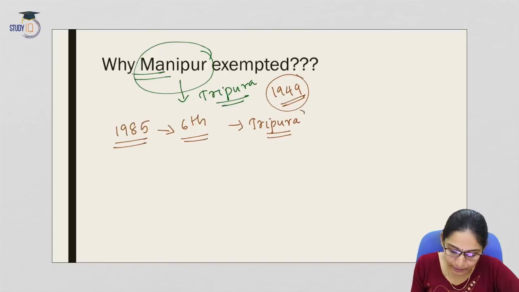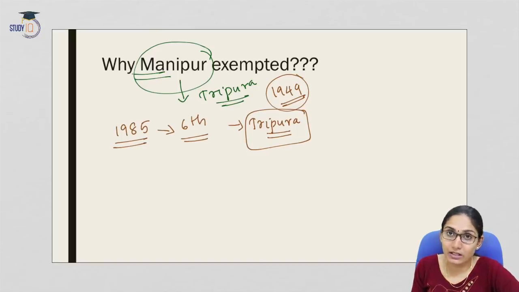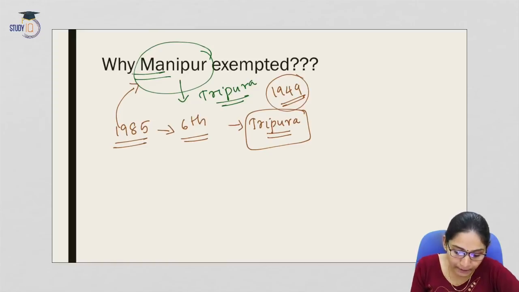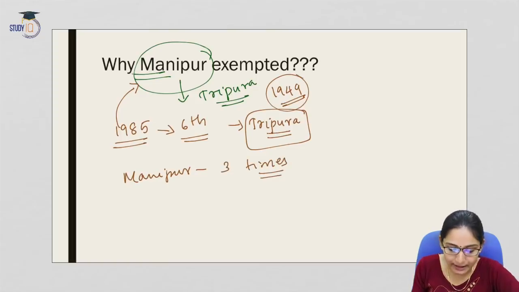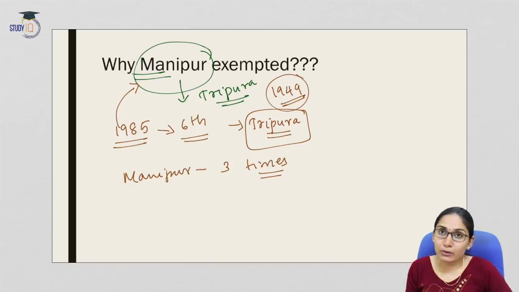So the 6th schedule got implemented in Tripura in 1985, and when Tripura was given the special provisions under the 6th schedule, the center had said that it will even consider Manipur, and the 6th schedule will be extended to Manipur as well. But it did not turn out as a reality. The state government of Manipur had recommended 3 times to the central government to include Manipur also in the 6th schedule, but they did not do it. So this is the exemption story. So Manipur is not included.